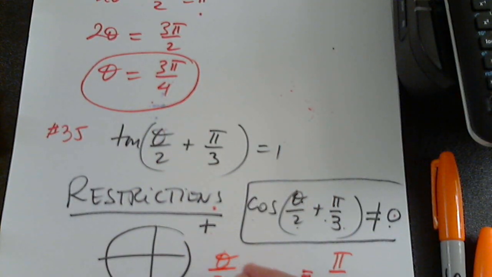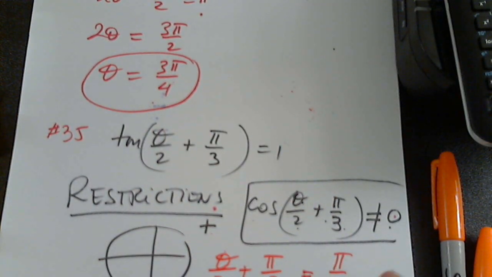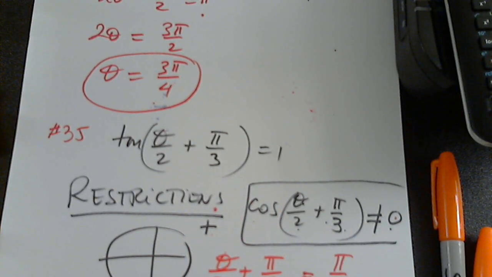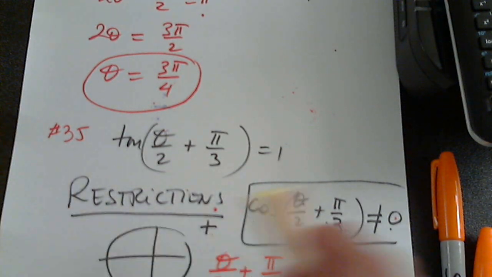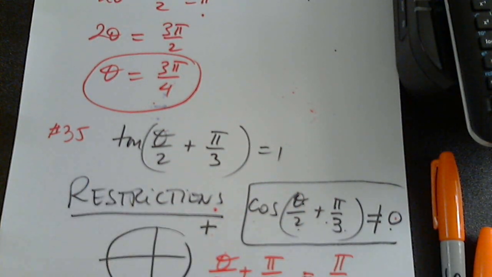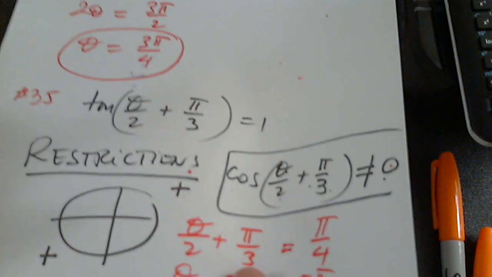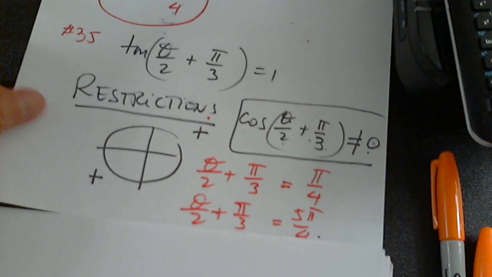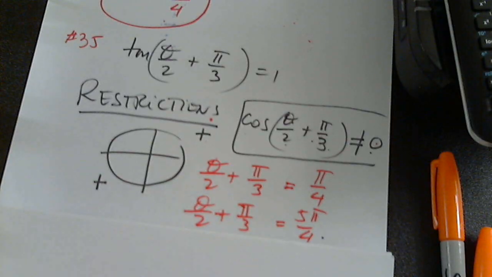So theta over 2 plus pi over 3 has to be pi over 4, or theta over 2 plus pi over 3 can be 5 pi over 4. Exactly. And now this is a linear piece of cake. I only have to solve for theta. And it's done.